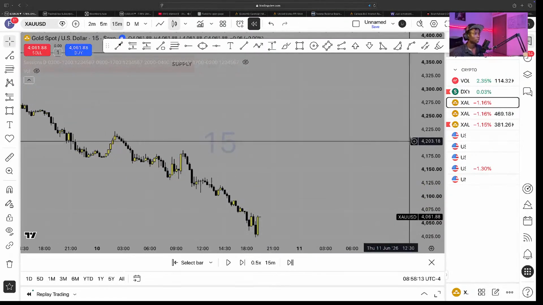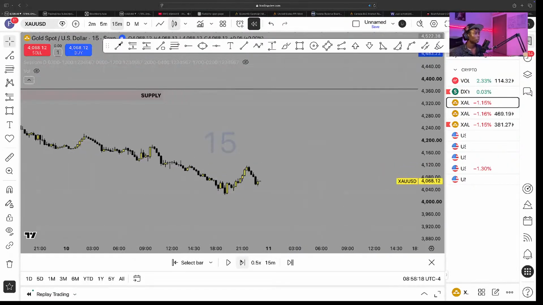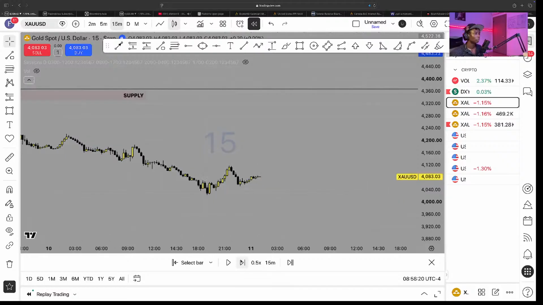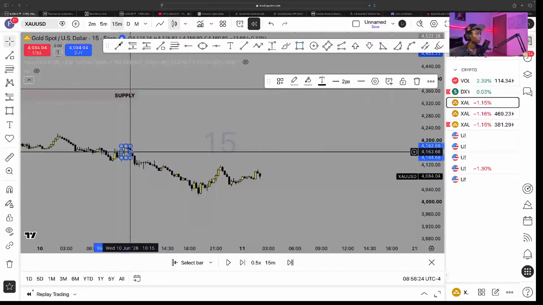You can see supply has stayed in control. It's not all the whole supply that we need. Demand has started stepping in. So I'm just going to switch out to this color supply.